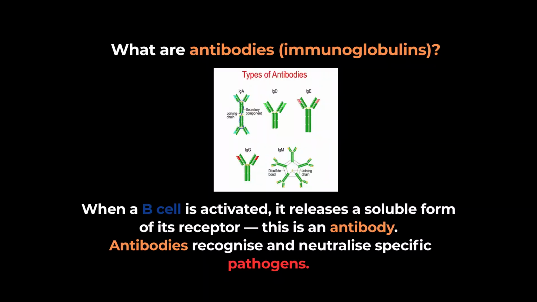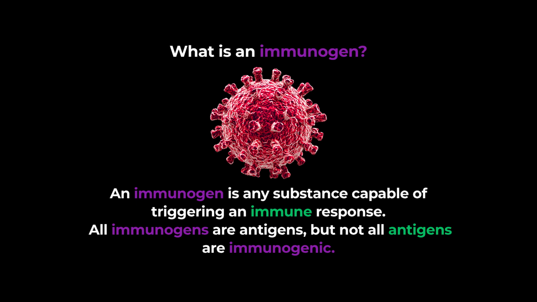So then we have antibodies, or immunoglobulins. So once activated, B cells make a soluble version of their BCR, B cell receptor. This is what we call an antibody. So the immune system's weapon against specific invaders. And finally, what is an immunogen? So an immunogen is any substance capable of inducing an immune response, but be wary that not all antigens are immunogenic.